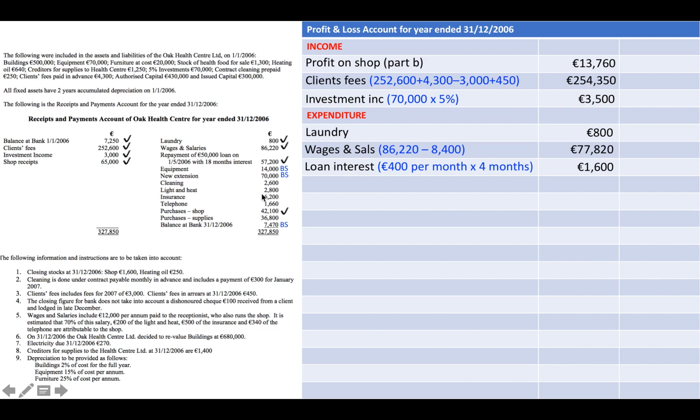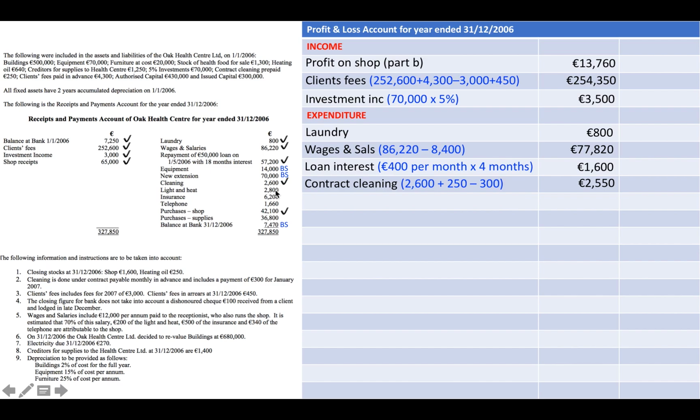Then we have cleaning. So cleaning, 2,600. So did we have any notes on cleaning up here? Yes, we did. We had contract cleaning prepaid, €250. So that relates to this year. So we are going to plus that 250 there. Then down below in note 2, we have cleaning is done under contract payable monthly in advance and includes a payment of €300 for January 2007. So therefore, that is for next year. So we are going to take that out of this year's accounts. So overall, we have €2,550 for the contract cleaning.